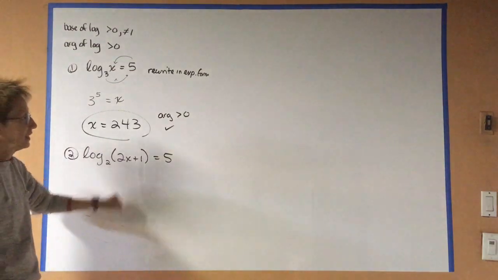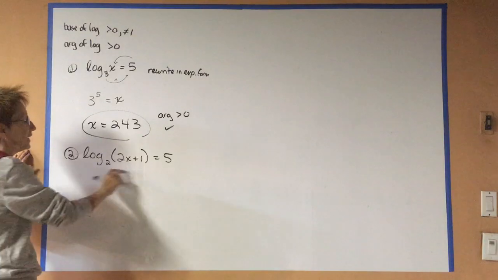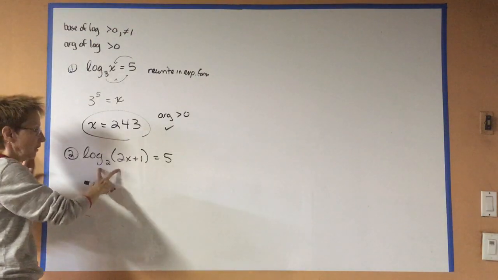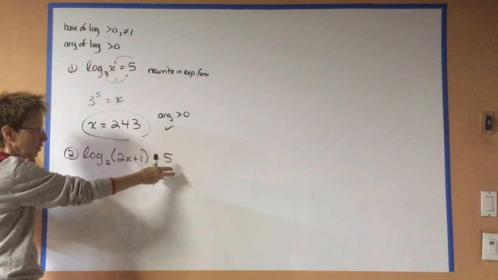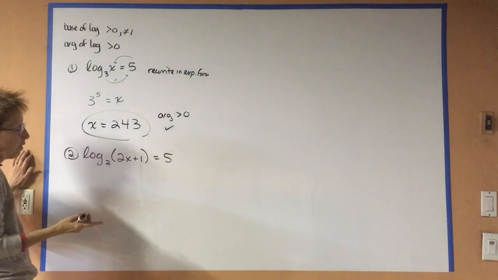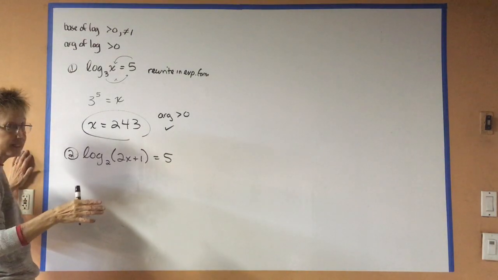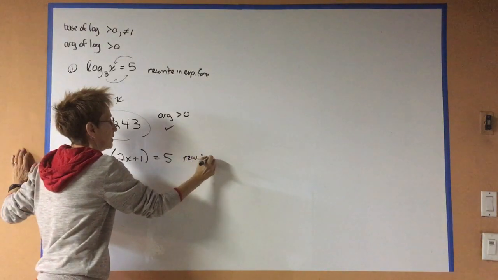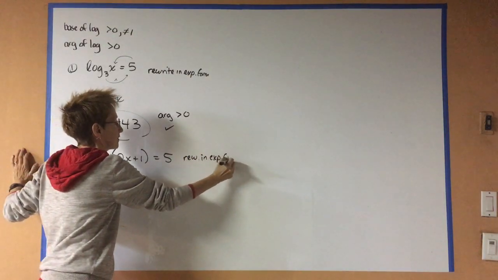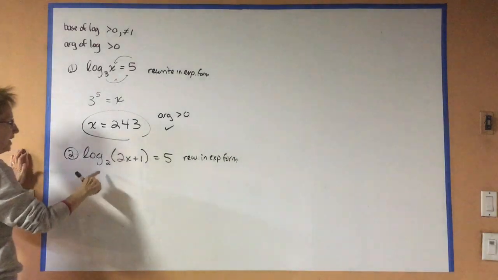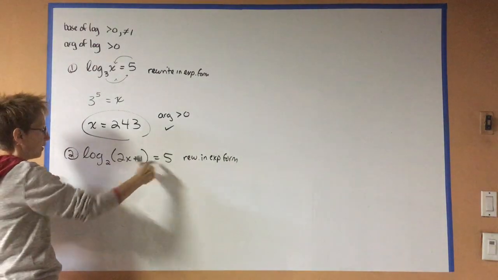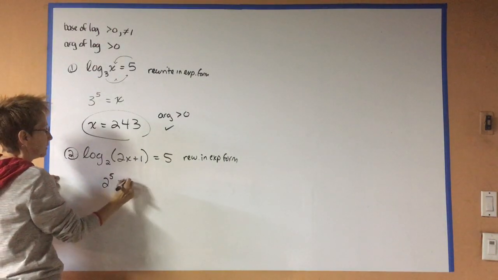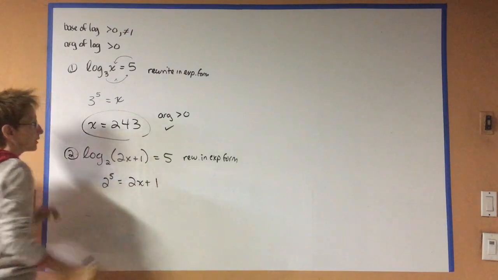So now we'll go to the next one. Again, I have a log equation. It is a single log equal to a term over here. So I'm going to try to solve it by rewriting it in exponential form. So I rewrite in exponential form. So this says 2 to the power of 5 is equal to 2x plus 1.